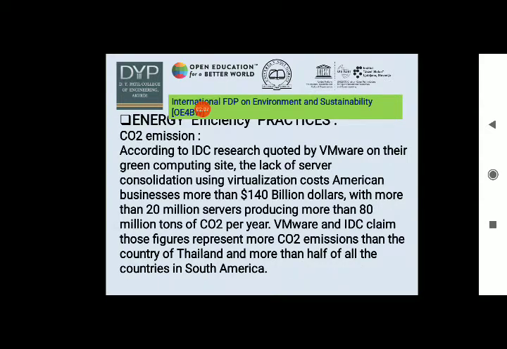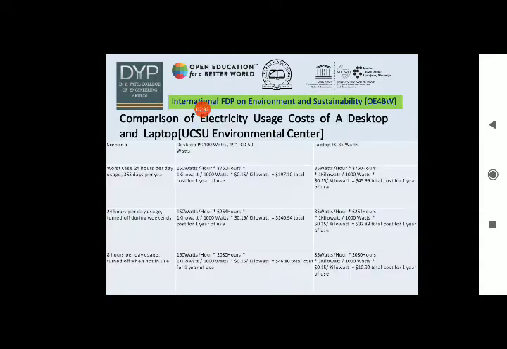Energy efficiency practices and CO2 emissions: what do they say about virtualization? According to IDC research quoted by VMware on the green computing sites, the lack of server consolidation using virtualization costs American business more than $140 billion, with more than 20 million servers producing more than 80 million tons of CO2 per year. VMware and IDC claim these figures represent more CO2 emissions than the country of Thailand and more than half of all the countries in South America.